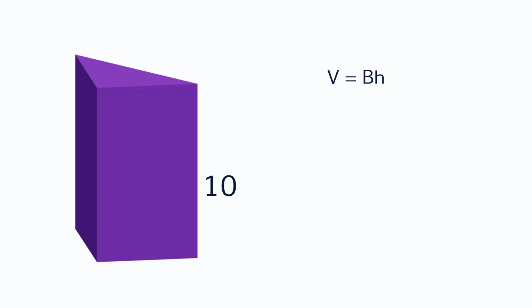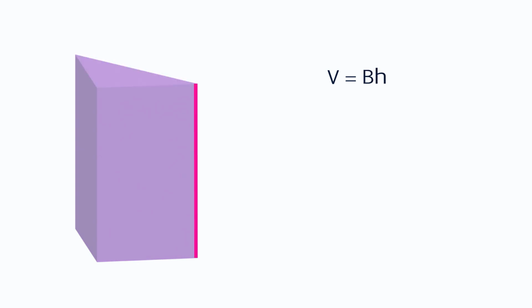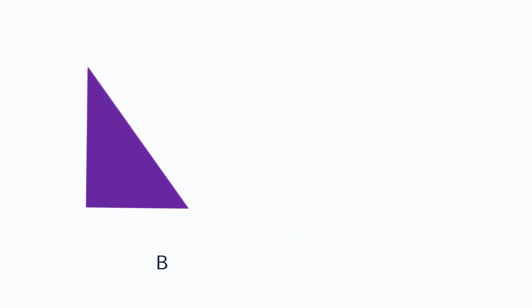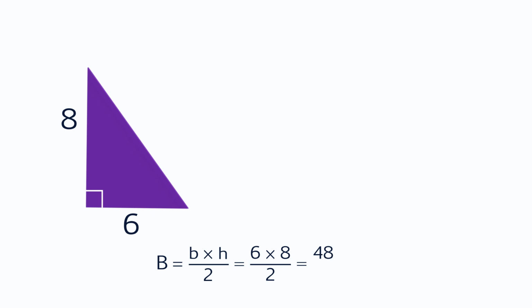You find the volume of this prism by multiplying the area of one of the bases by the height of the prism. First, let's calculate the area of the base. The area of a triangle is given by its base times its height divided by 2. 6 times 8 is 48. 48 divided by 2 is 24.